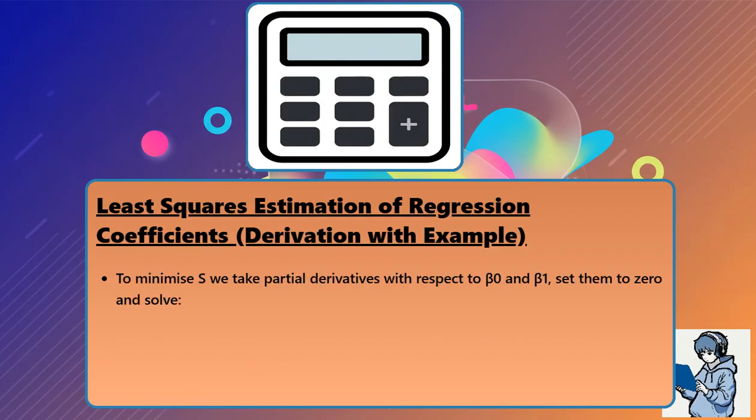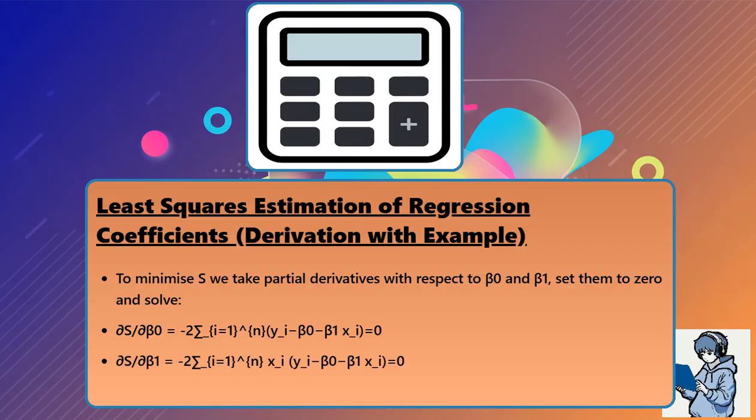To minimize S, we take partial derivatives with respect to beta 0 and beta 1, set them to 0 and solve. The partial derivative of S with respect to beta 0 equals negative 2 times sum from i equals 1 to n of (y sub i minus beta 0 minus beta 1 x sub i) equals 0. The partial derivative of S with respect to beta 1 equals negative 2 times sum from i equals 1 to n of x sub i times (y sub i minus beta 0 minus beta 1 x sub i) equals 0.